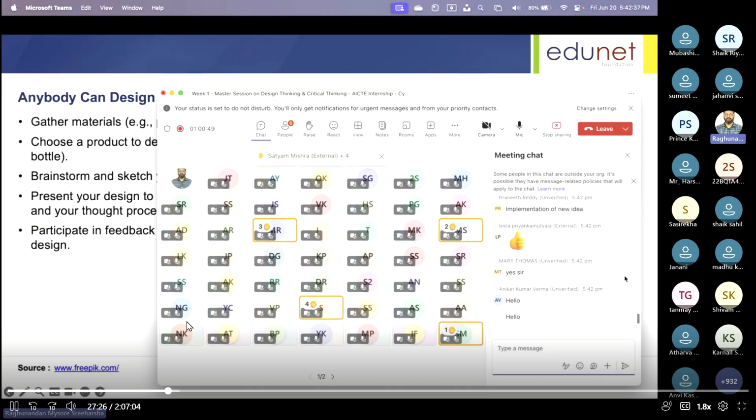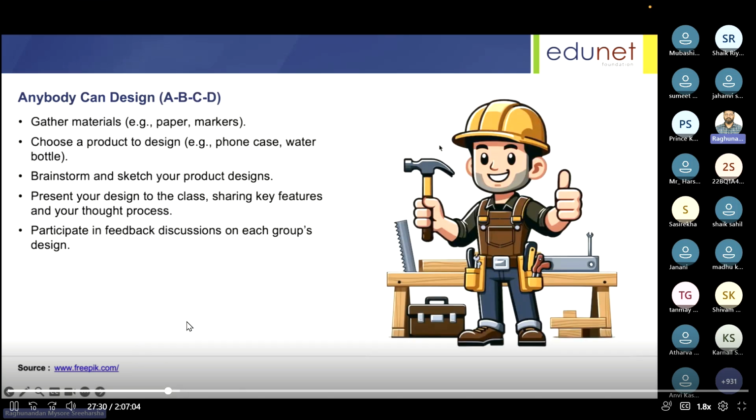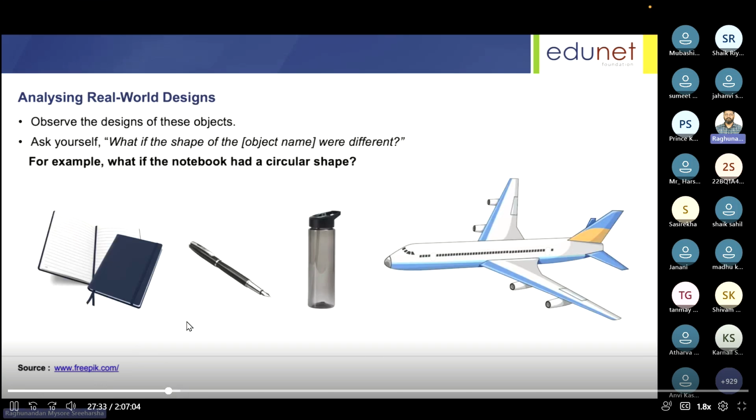So we'll go back to the slide here. The next slide is all about analyzing and understanding the importance of real world design. Now I've got a very simple question for you all. When you look at this, it's a book. Often the books are rectangular in shape, right? Why is it designed like this? Why not square? Why not circular? And why is the pen designed in this particular way?